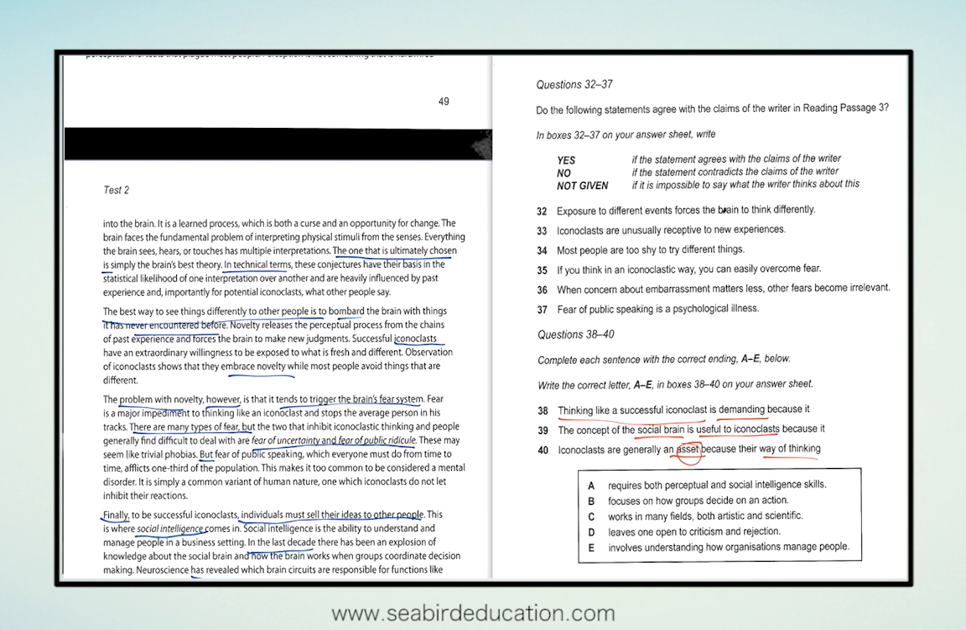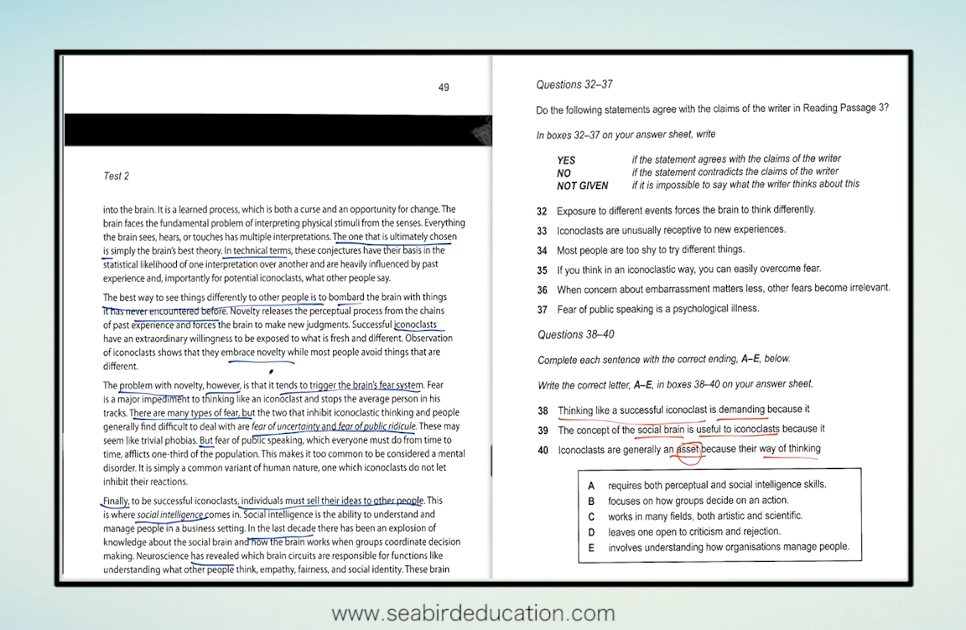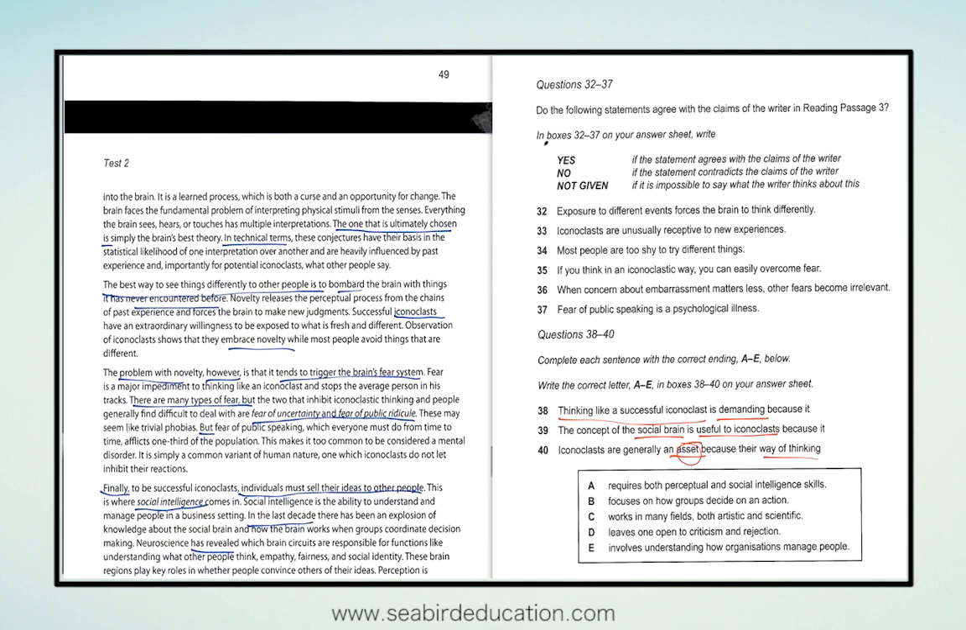Exposure to different events forces the brain to think differently. To see things, to bombard the brain with things it has never encountered before. Different events force the brain to think differently. But what do they mean by different events? What is this word? New events, maybe. What do they mean? I don't know what that means. Unusually receptive to new experiences. Unusually receptive, true. Oh, yes, sorry.